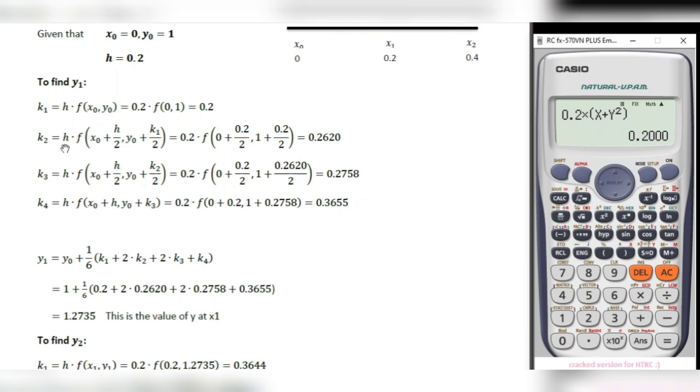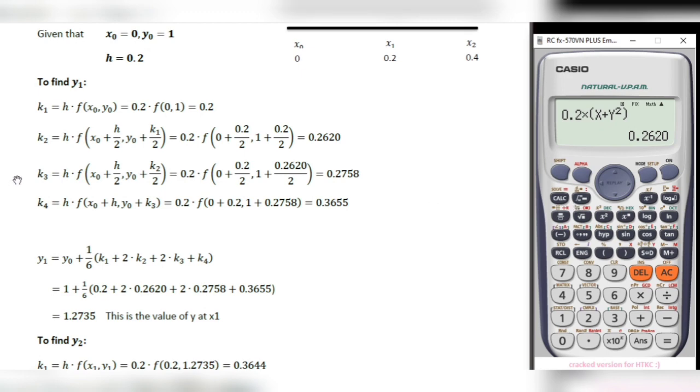Next, to find out k2 plus calc, the value of x is x naught plus h by 2, that is 0 plus 0.2 by 2. The value of y is y naught plus k1 by 2, that is 1 plus 0.2 by 2. So we get k2 is 0.262.